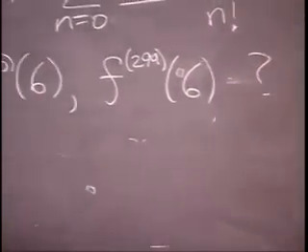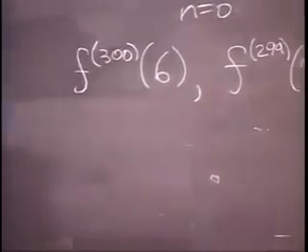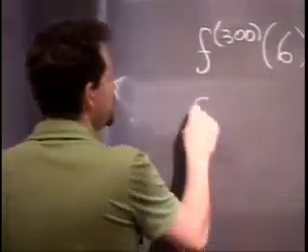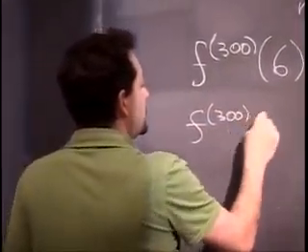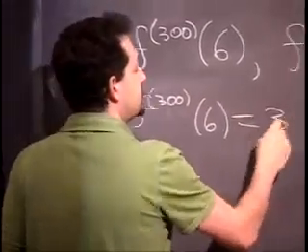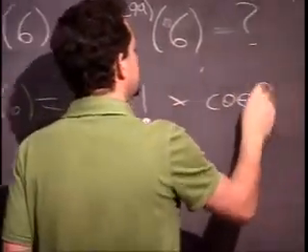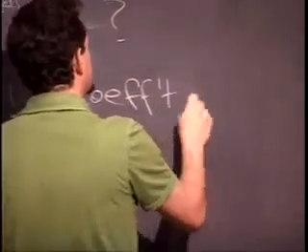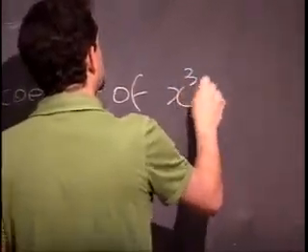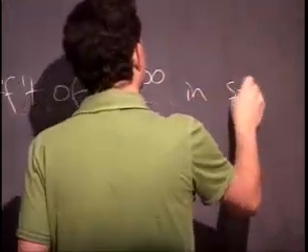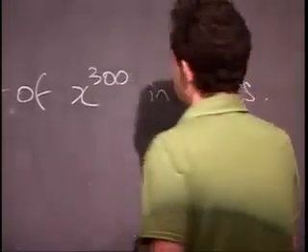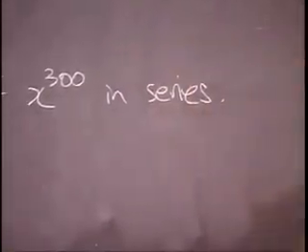Well, you don't need to find a series for it because it already is a series. So to get the 300th derivative at x equals 6, all you need to do is realize it's 300 factorial times the coefficient of x to the 300 in the series.